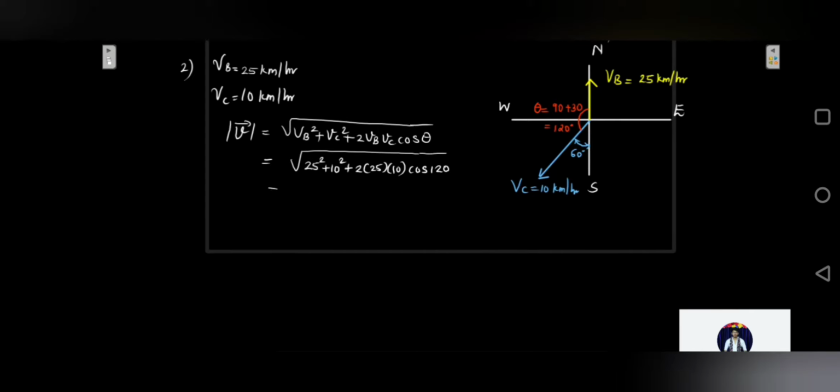This is going to be equal to root of 625 plus 100 plus 500 multiplied by minus half. Cos of 120 is minus half. The answer will be root of 475, final answer. Using log tables you can find out, it is going to be 21.79 kilometers per hour. This is going to be the resultant velocity magnitude.